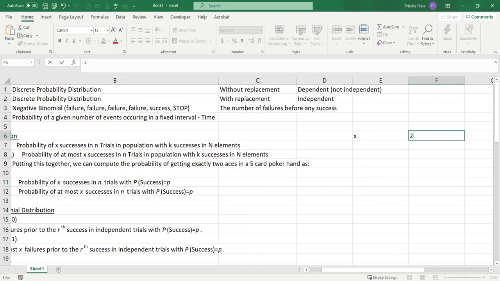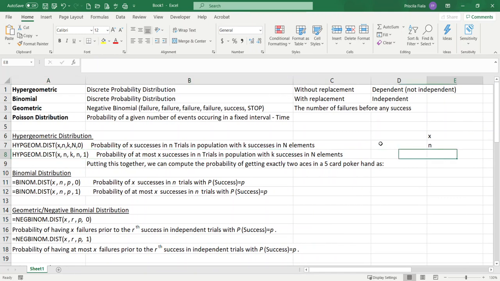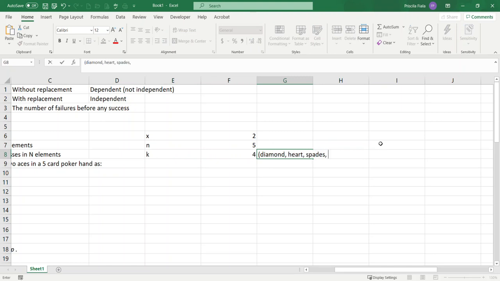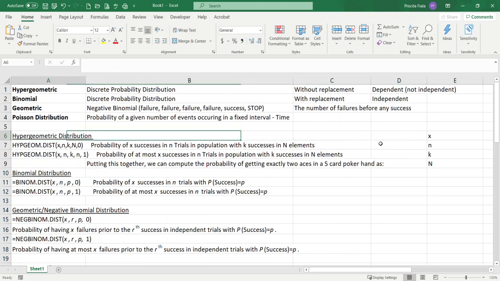My X is 2, right? We're looking for exactly 2 aces. What is my N? My sample size is going to be 5, because we have a five-card poker hand. And what is my K? The number of successes is going to be 4, because you have diamonds, hearts, spades, and clubs, correct? So that's 4. And lastly, how many cards are in a deck of cards? 52. Okay, so let's now put all this in a formula right here. I have also put the two variations. The 0 means false, the last digit right here.